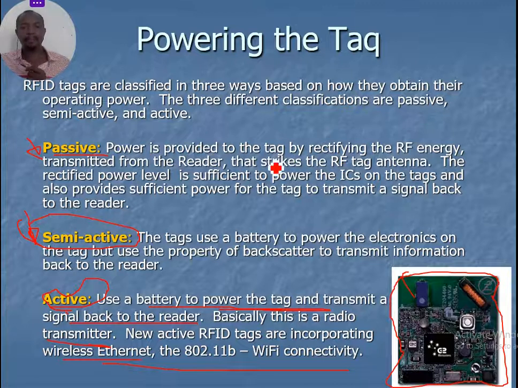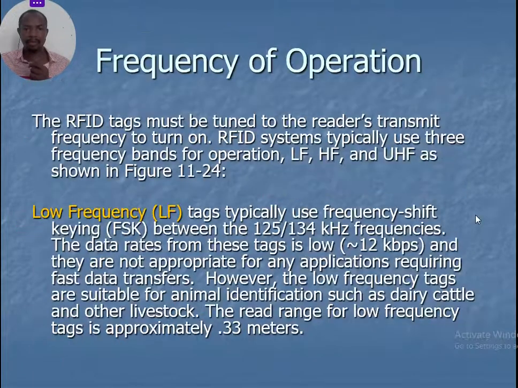And when you are rectifying the RF energy or RF power from the reader to be used in the tag, that one is called the passive mode of getting power for the tag. Is that okay? So I think we've explained the 3 ways to power the tag in the RFID system. Now let's move on to the next one, the frequency of operation.